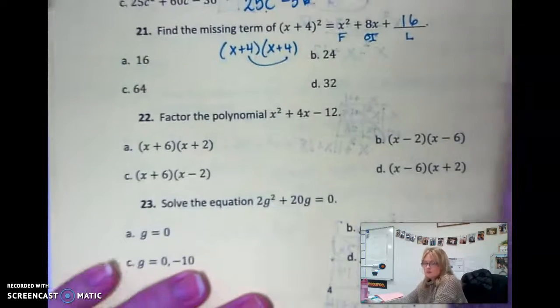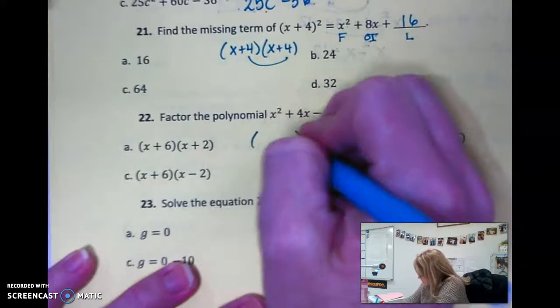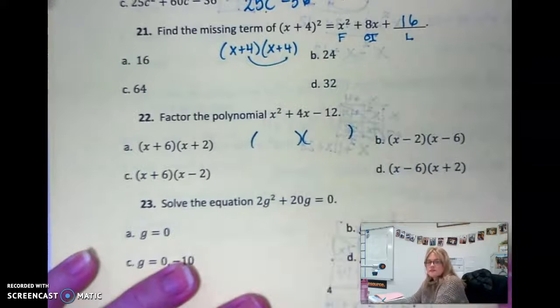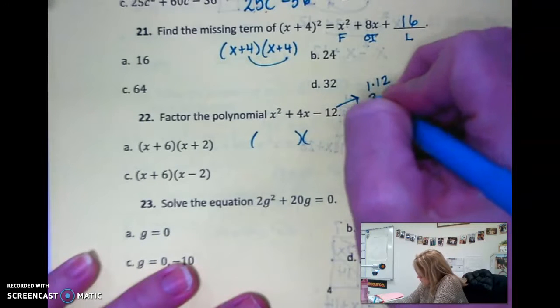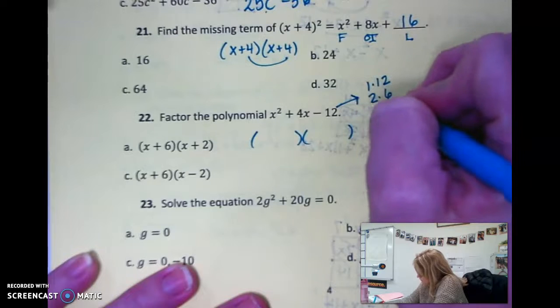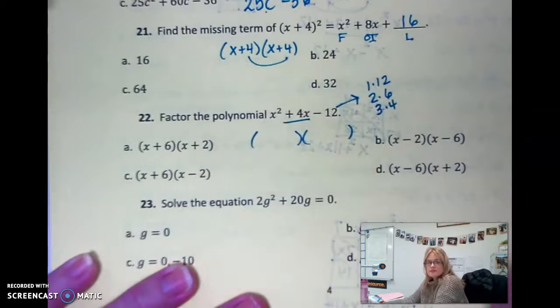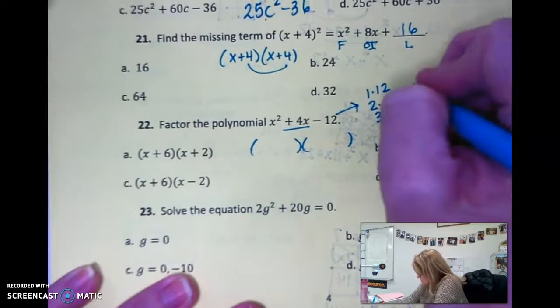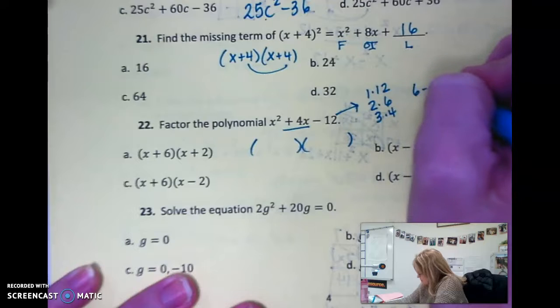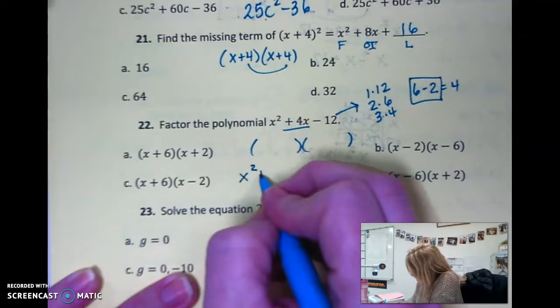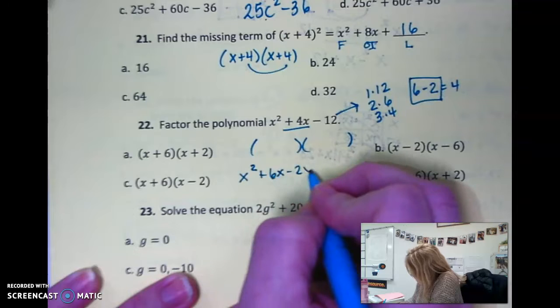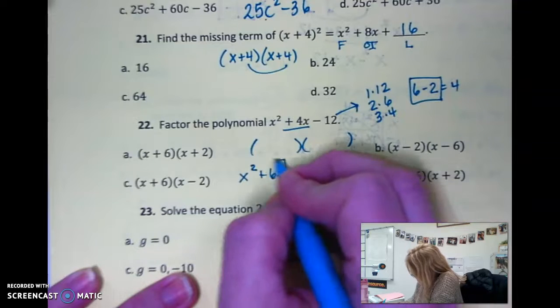Factoring, remember, means to now go backwards. We want to end up like this. So, what are my factors of 12? 1 times 12, 2 times 6, 3 times 4. How can I get a positive 4 from these combinations? 6 minus 2 gives me a positive 4. So I'm going to replace it with positive 6x minus 2x, and now factor.